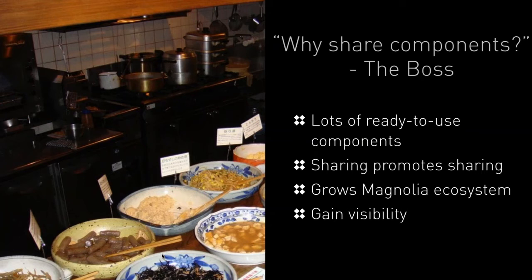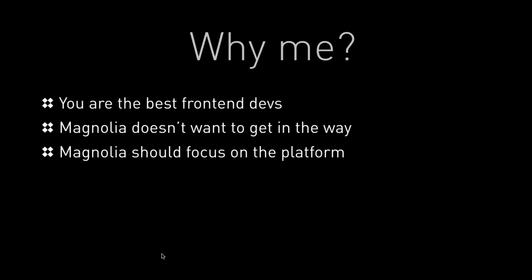Enough for the benefits about sharing components, but I can hear what some of you might be thinking. Why do I need to provide those components? Why doesn't Magnolia do that? 3 reasons. For one, you are the best front-end developers that the Magnolia community has. You are the ones in the trenches every day. You know which components are actually needed, what parameters those components should actually have, and quite frankly, you're up to date on the best practices in front-end development.